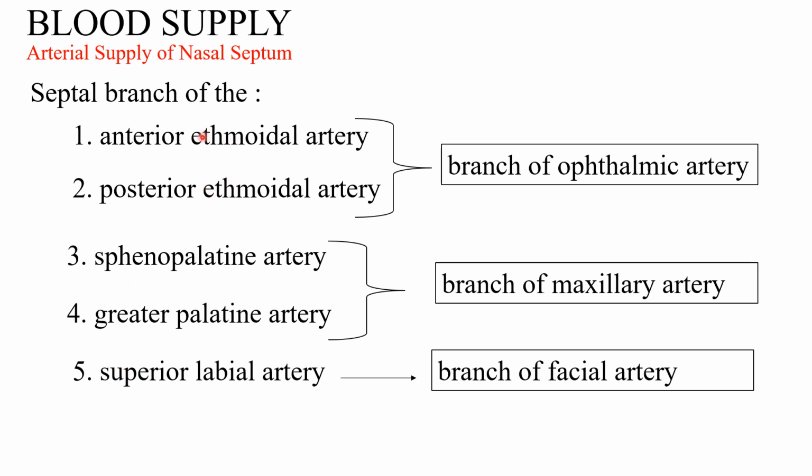Out of these, the anterior ethmoidal and posterior ethmoidal are branch of ophthalmic artery. Sphenopalatine and greater palatine artery are the branch of maxillary artery. You can remember it as PM. Superior labial artery is a branch of facial artery. So let's visualize it with the help of a diagram.